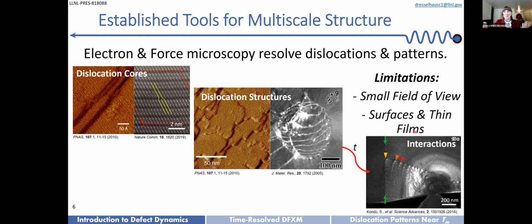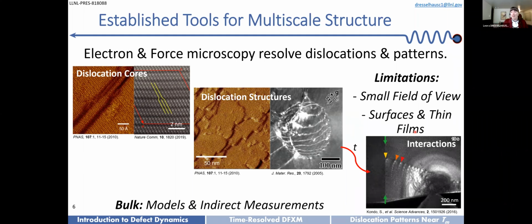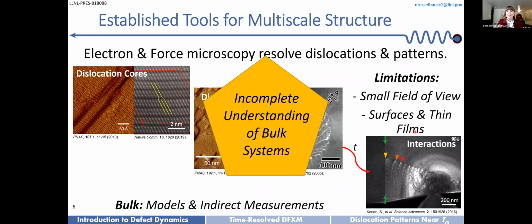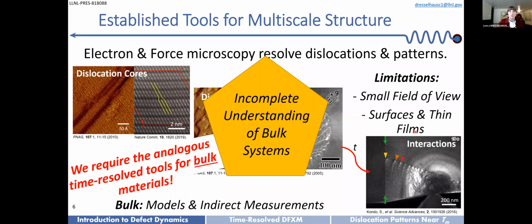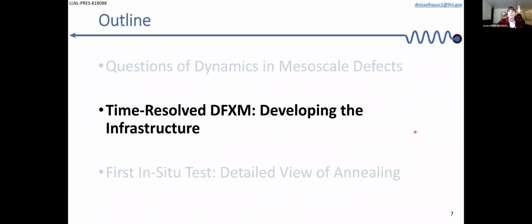So, what does this mean? Well, this means that, of course, our understanding of how dislocations behave at this level, deep inside of materials, is really limited to models and indirect measurements. So, this really means that we have an incomplete understanding of many different types of macroscopic processes. So, this kind of motivates my interest and many other people's interest in developing the time resolved tools for this type of bulk material deep beneath the surface.